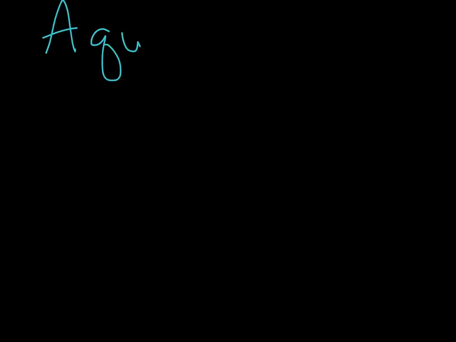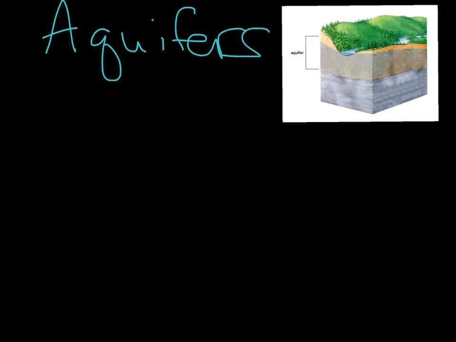Aquifers, right? These are the part of the water table that lies down beneath the surface. It can be right beneath the topsoil, or it could be all the way down to that bottom impermeable layer. Here's a picture of an aquifer. Remember that an aquifer is the underground layer of permeable rock that contains the water.